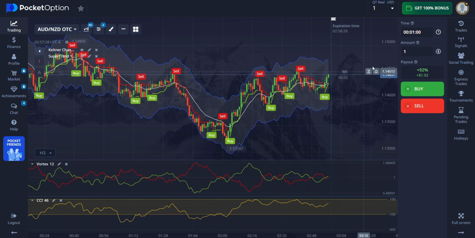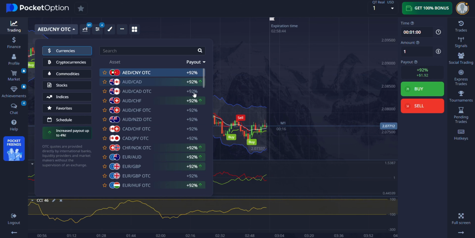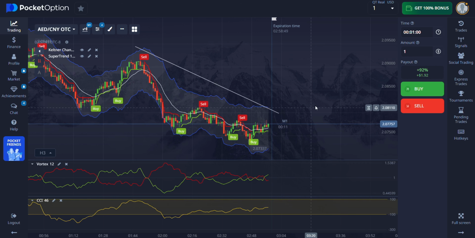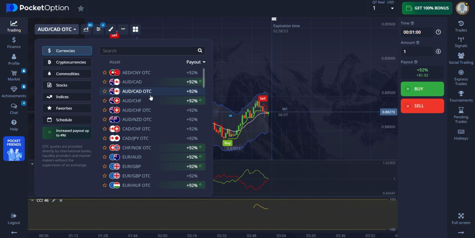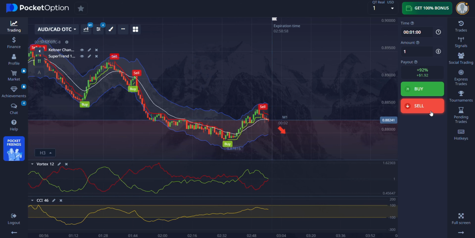As you already know, I'll be starting with just $1 and using a 1-minute expiration time frame. So, you might be wondering, why do we need so many indicators? The answer is simple, so that we can read the chart and understand price movement as accurately as possible. It might be worth opening a buy position, but the trend is currently down. I've opened a down trade.